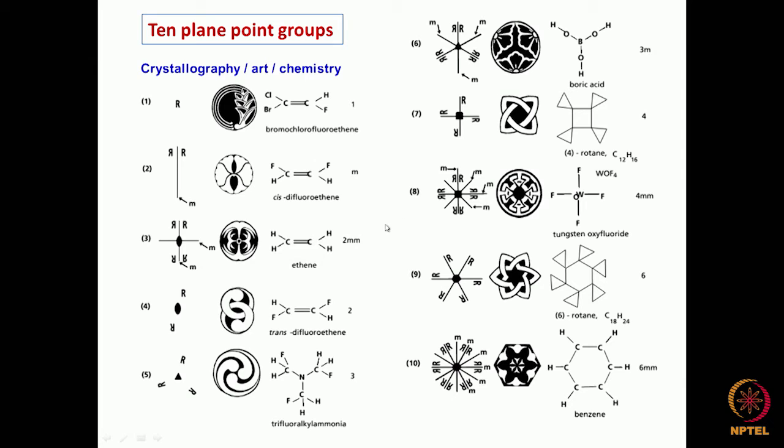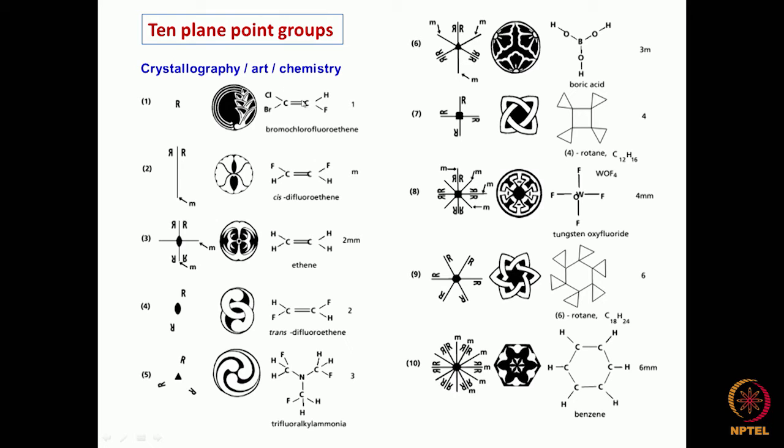Now coming back to the 10 point group symmetries which can be associated with a two-dimensional lattice, which are consistent with the translation periodicity in two dimensions. Here I have taken an asymmetric motif. In an art form there are different types of motifs which have asymmetricity associated with them, and then chemistry-type molecules which exhibit the corresponding symmetry.